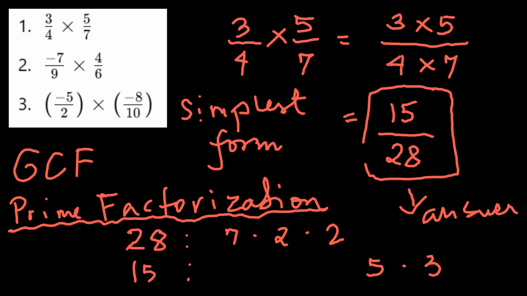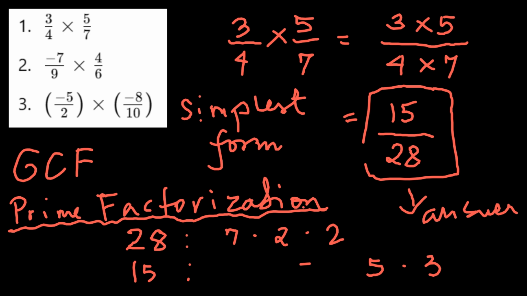We have to use the greatest common factor. The greatest common factor, let me repeat, is used to simplify fractions by dividing both the numerator and denominator by the greatest common factor. And how will we do that? We need to use prime factorization, by listing all the factors of 28 and 15.